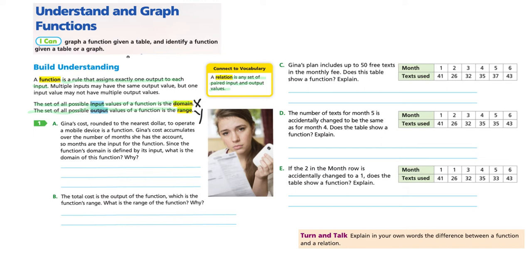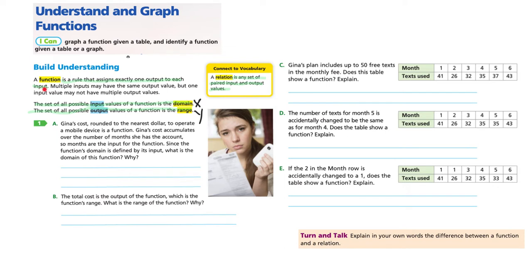B asks you, the total cost is the output of the function, which is the function's range. What is the range of the function and why? C, Gina's plan includes up to 50 free texts in a monthly fee. Does this table show a function? So you're going to look at this table and see if it defines a function.